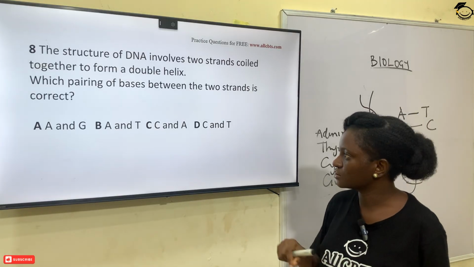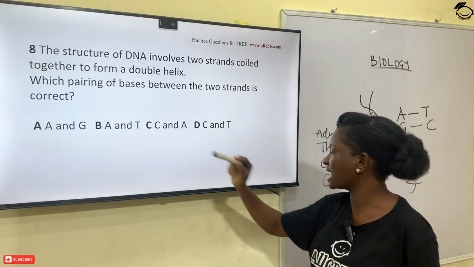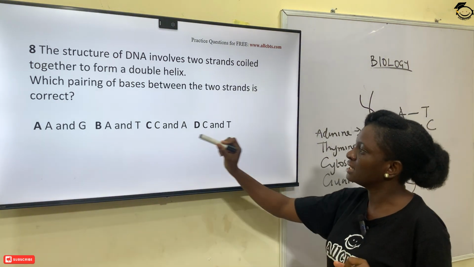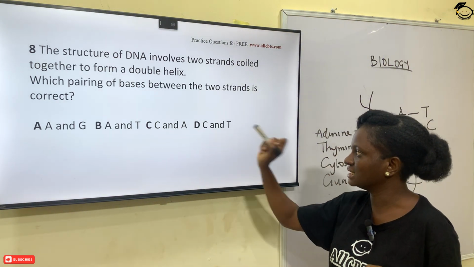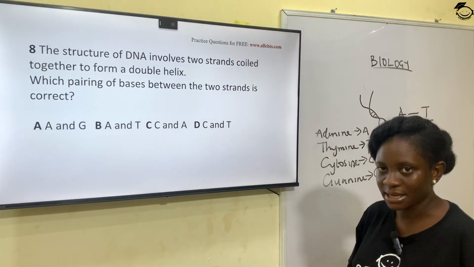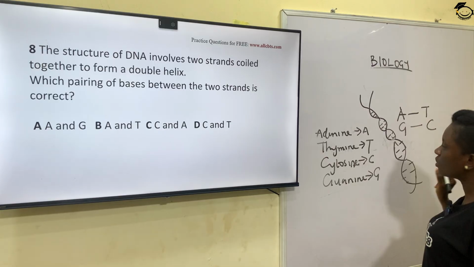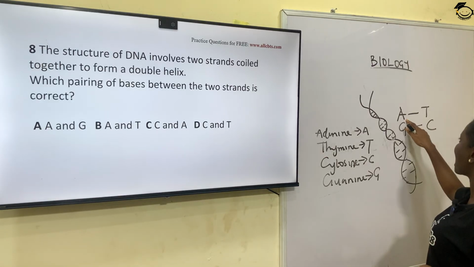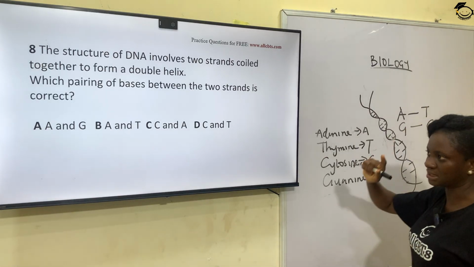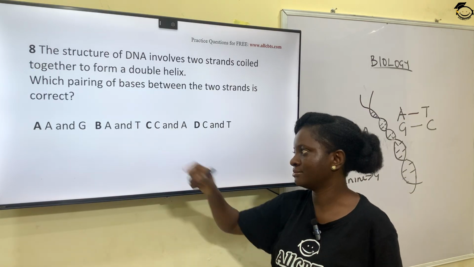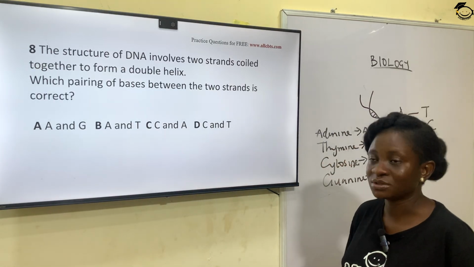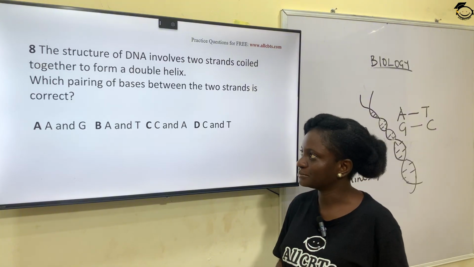Guanine pairs with cytosine. Then adenine and thymine. Adenine and thymine. Then we have cytosine and adenine. D, cytosine and thymine. From what we have here, we can see that the only option that is correct is adenine pairs with thymine. That is option B represented here. So that's the correct answer, option B.